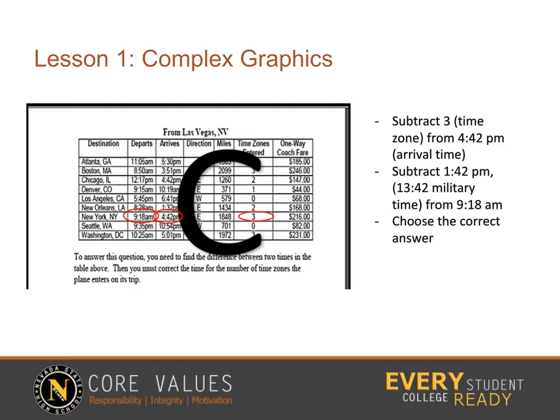Once you have subtracted the time zone number from the arrival time, you should have 1:42 p.m. as your answer. But wait, you're not done yet. The final step is to subtract your answer, 1:42 p.m., from the time it departs, which is 9:18 a.m. This final step is easier if you convert your answer to military time in order for you to subtract. Once you convert 1:42 p.m. to military time, being 13:42, you can subtract that from 9:18, and your final answer should be 4 hours and 24 minutes. Thus, C is the correct answer. Click to the next slide when you're ready for the next question.